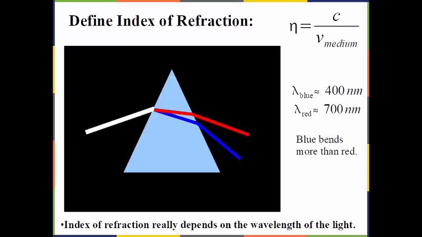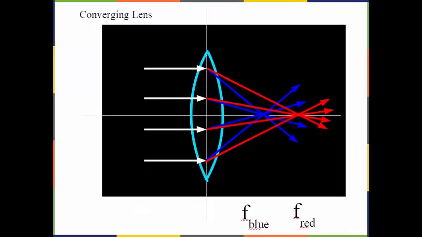So this is what happens. Light passes through the lens, and violet or blue bends more than red does. That means that blue and red are going to have different focal lengths. So if we focus on the red, the blue will be out of focus. If we focus on the blue, the red will be out of focus. And this is known as chromatic aberration. Mirrors don't suffer from this, but lenses do.